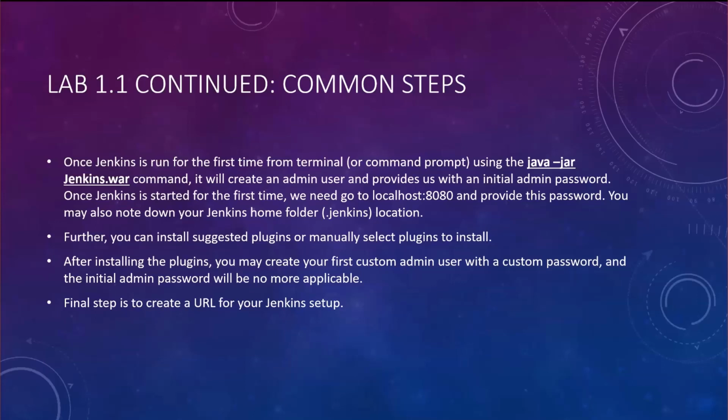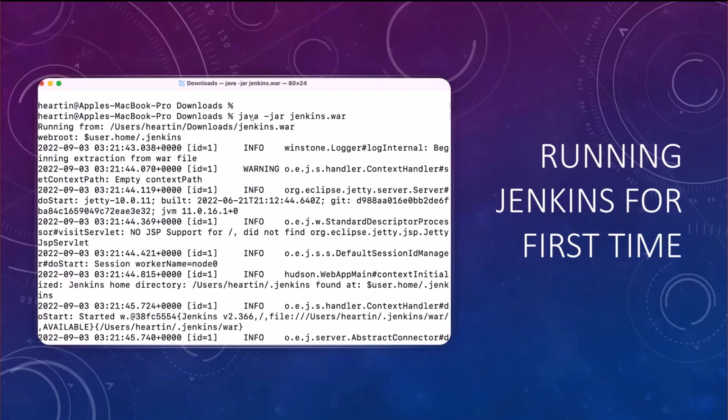The final step is to create a URL for your Jenkins setup. For example, if you are installing Jenkins on a virtual machine, you may have to map it with a DNS name or a domain name or a subdomain name. For now, we will skip that step. So when you run java -jar jenkins.war, you will see one line called web root, user.home/.jenkins. So this folder will have all the Jenkins configuration.